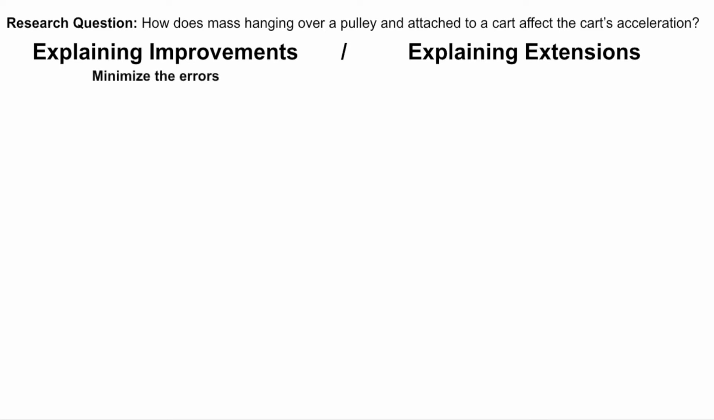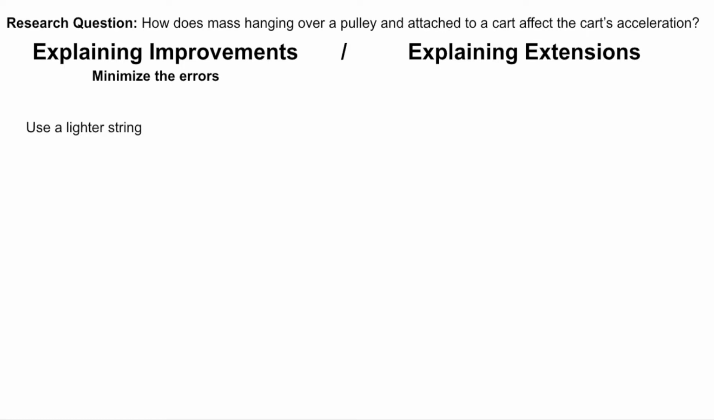So with improvements, our goal is to minimize the errors that we identified when we were evaluating the method. In the method evaluation, I pointed out plenty of things that were causing experimental errors. So our improvements should be an effort to minimize those errors in the future. Explain means to give examples. So for each of these improvements, we should give an example.